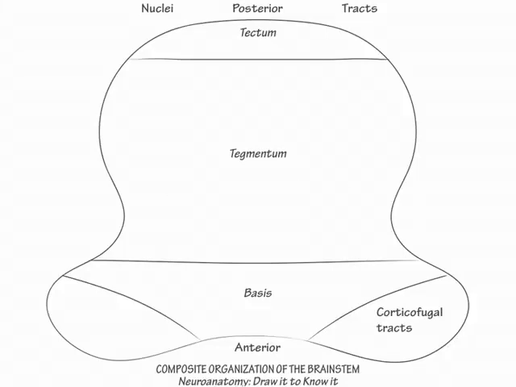Moving posteriorly, label the supplementary motor nuclei, which comprise the substantia nigra and red nucleus in the midbrain, the pontine nuclei in the pons, and the olivary nuclei in the medulla.